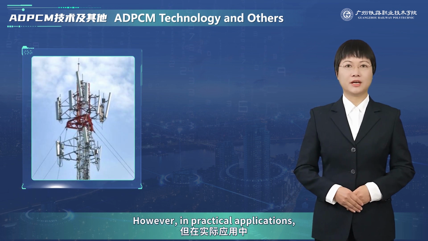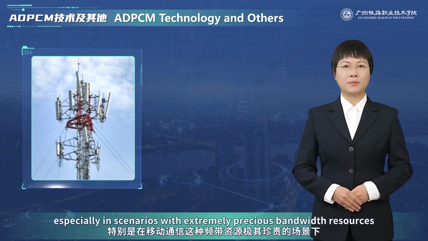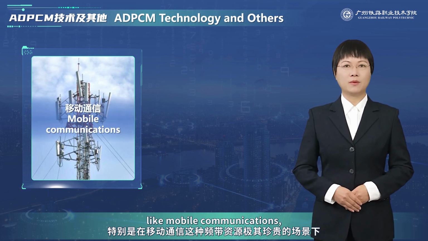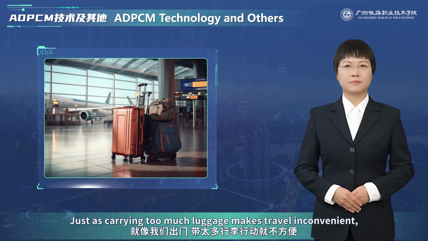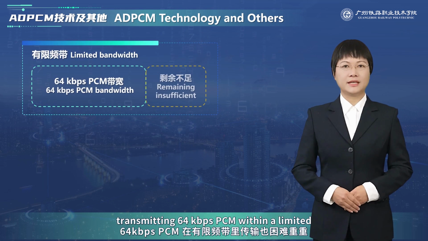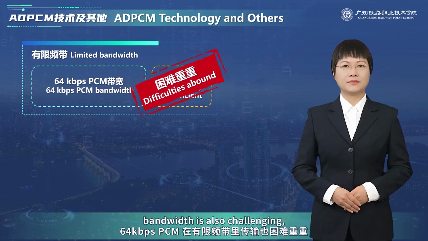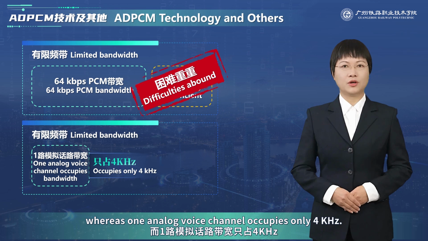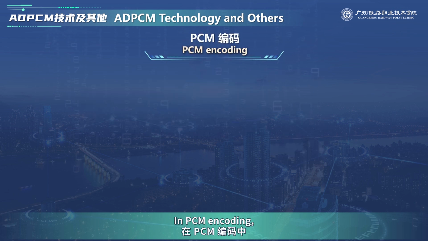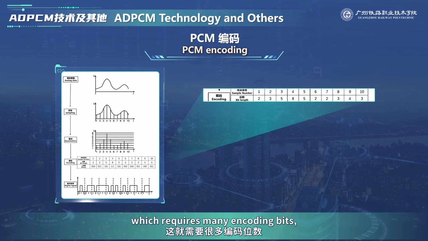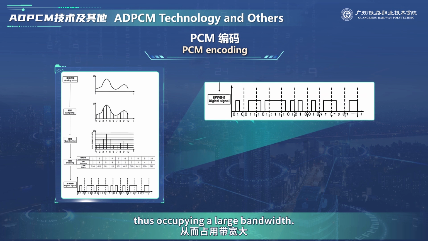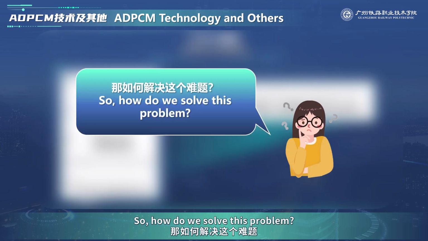However, in practical applications, especially in scenarios with extremely precious bandwidth resources, like mobile communications, its high bit rate becomes a roadblock. Just as carrying too much luggage makes travel inconvenient, transmitting 64 kilobits per second PCM within a limited bandwidth is also challenging, whereas one analog voice channel occupies only 4 kHz. What is the reason? In PCM encoding, each sample value fights alone, being encoded independently, which requires many encoding bits, thus occupying a large bandwidth. So, how do we solve this problem?